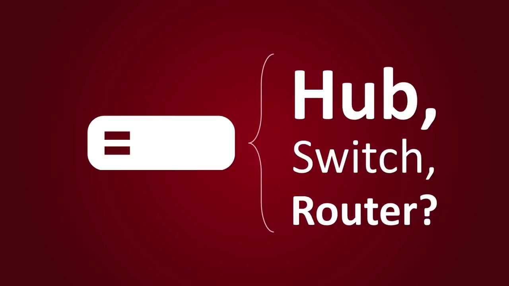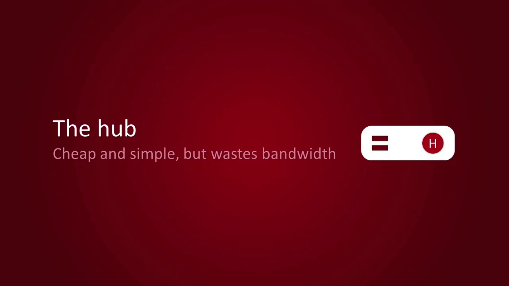In this video, I'll explain the difference between three popular types of network devices: hubs, switches, and routers. Let's start with a hub. Hubs are cheap and simple devices that can connect a bunch of computers to each other, but they're a little wasteful with bandwidth. Here's how they work.